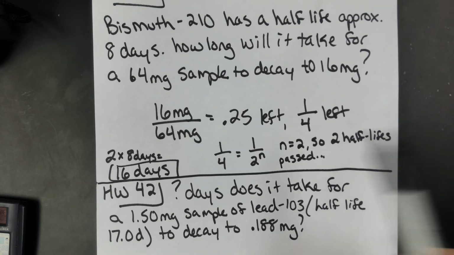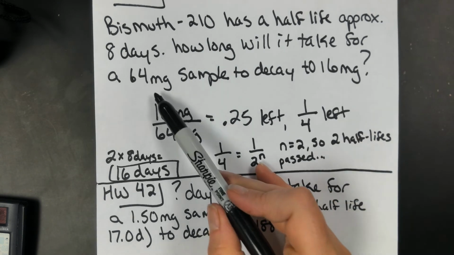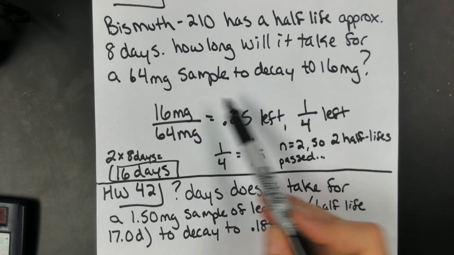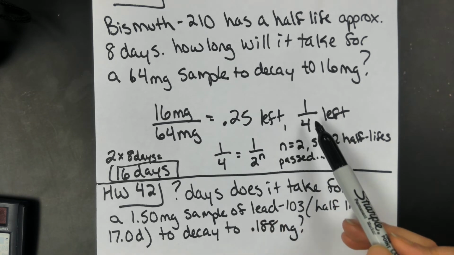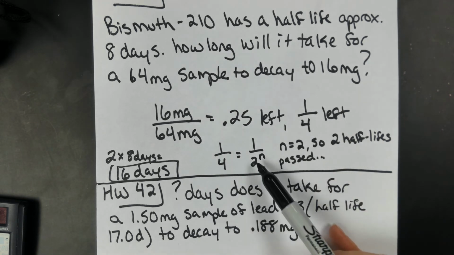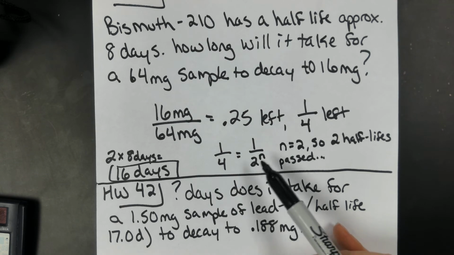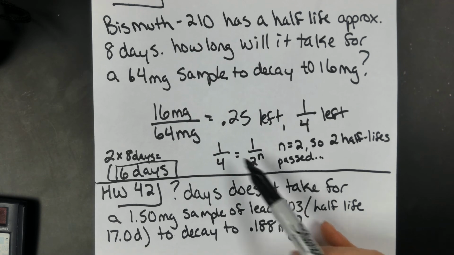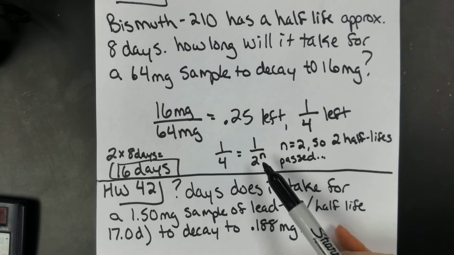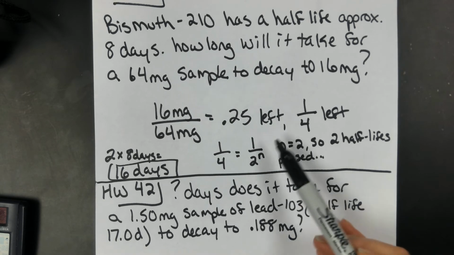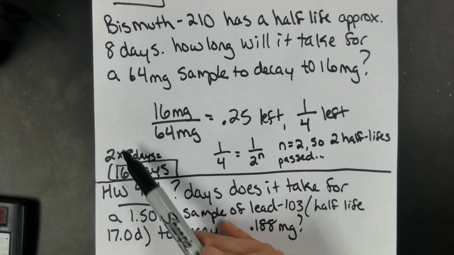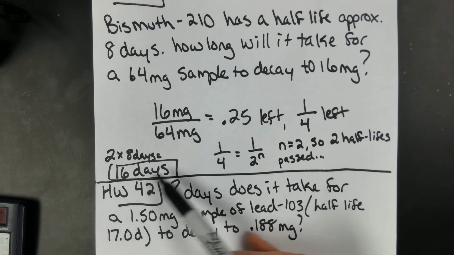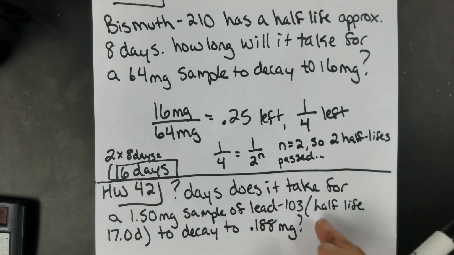So you see how I did that? They give me a starting amount and a final amount. I can determine how much is left. We had a quarter of our original amount left, so 1/4. Then I determined what exponent 2 has to be taken to in order to get 1/4. I have to take it to the power of 2. So that means 2 half-lives have passed. And since each half-life is 8 days, this has gone on for 16 days.